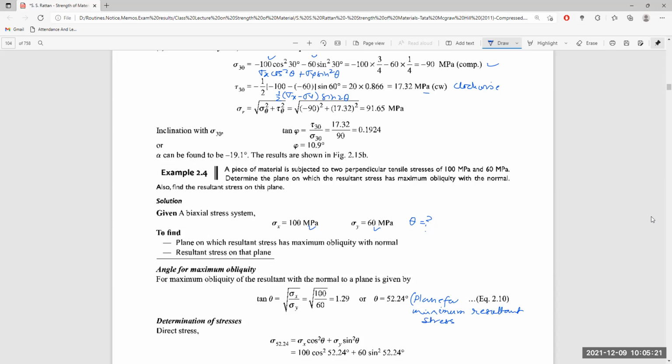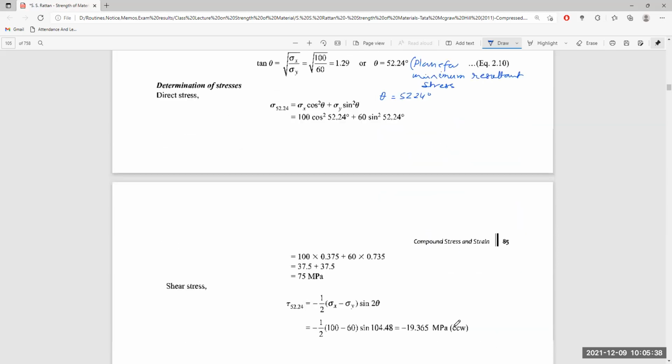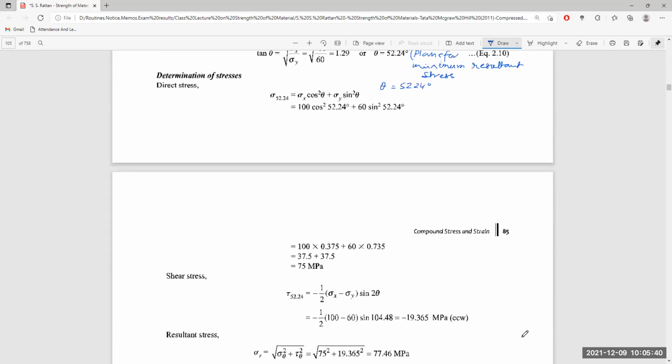And what is the maximum resultant stress here? We have to use this equation, where we know sigma x, sigma y, as well as theta, which we put as 52.24 degrees. If you put all these values and get the numerical values, it becomes 100 cos square 52.24 plus 60 sine square 52.24, which is equal to 100 into 0.375 plus 60 into 0.75, and that is equal to a total of 75 MPa. That is the maximum stress.